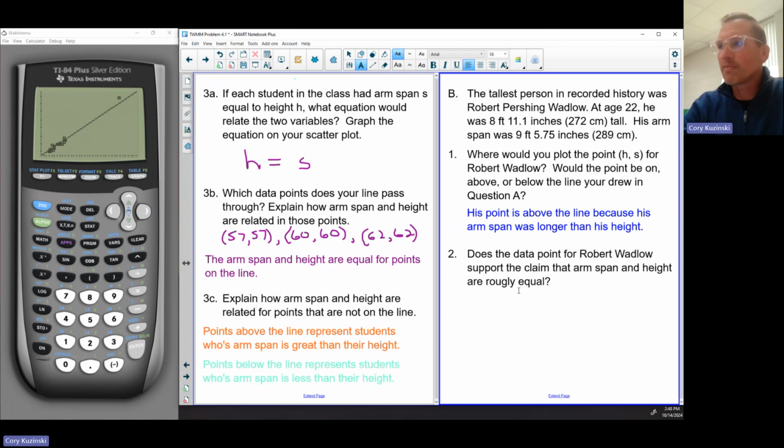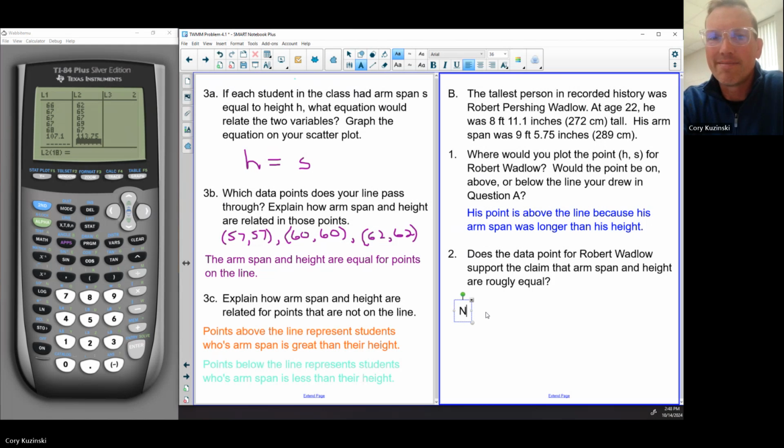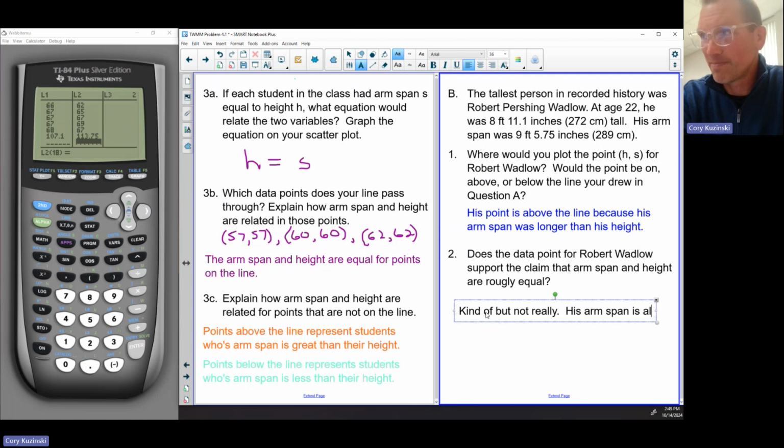Does it support the claim that arm span and height are roughly equal? I mean, it's a little bit further away. If we go back into that table, it was 114-ish. I mean, kind of, but not really. His arm span is almost 7 inches more than his height.